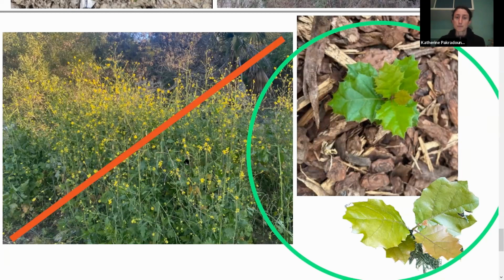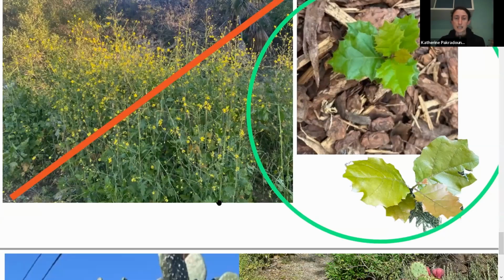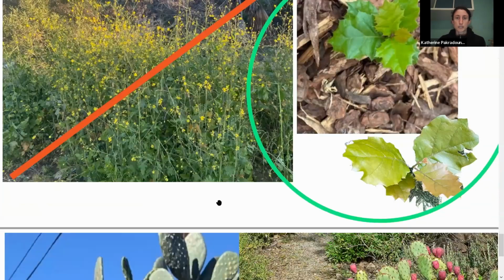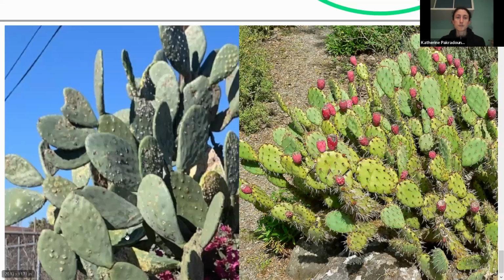So this is either black mustard or Mediterranean mustard. Those are the ones you will likely see in Southern California. Thank you for sending that. That's a tricky one. And then we had two photos of this prickly pear.